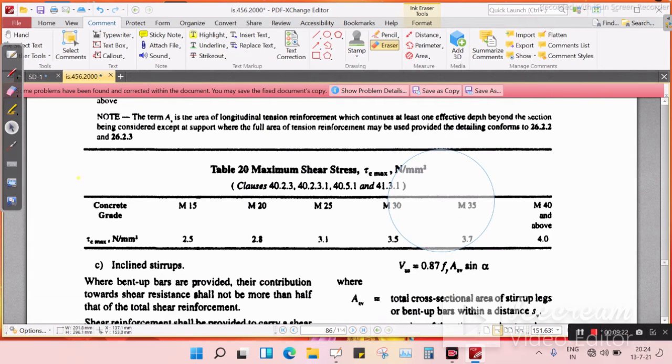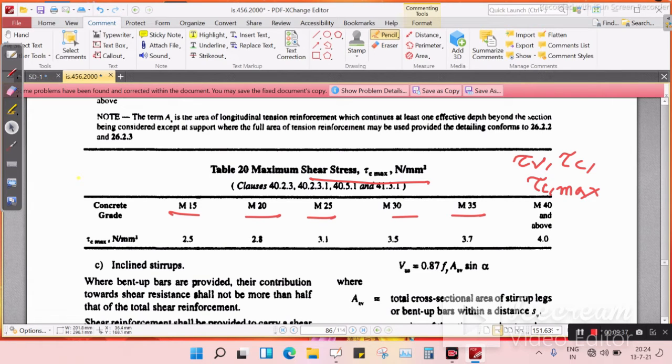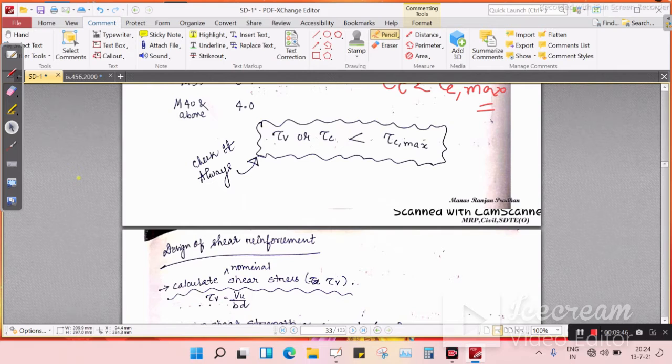You can see here, maximum shear stress. Maximum shear stress is the tau c max. So our three terms are tau v, tau c and tau c max. For various concrete grades, tau c max values are given here. You can find this in table number 20 of our IS 456.